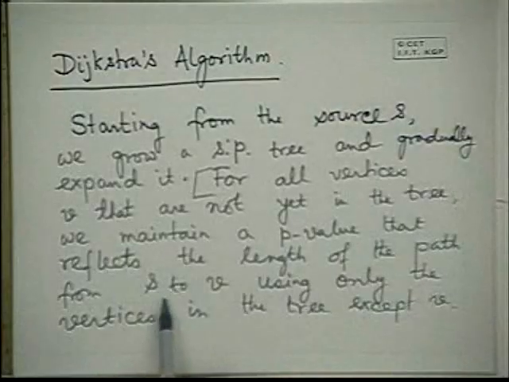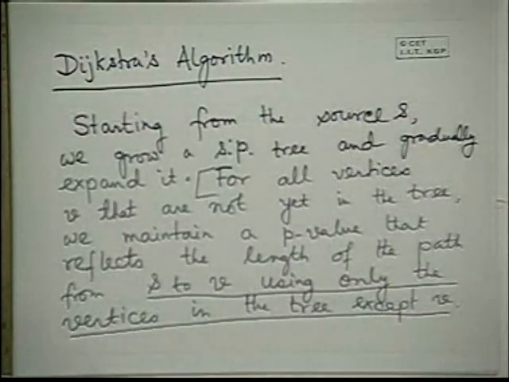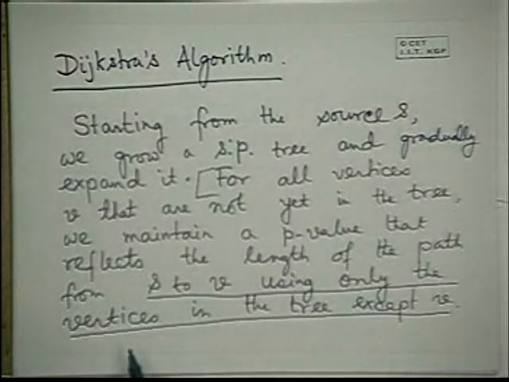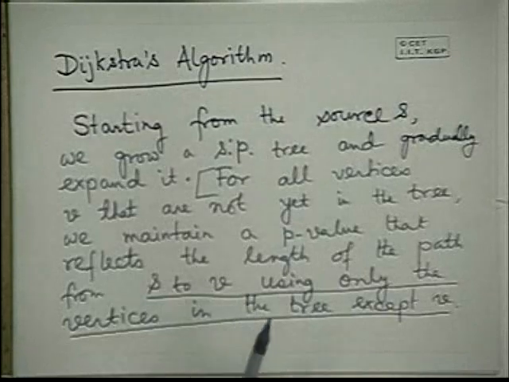So this is most important. This is the most important thing. That is the last statement: S to V using only the vertices in the tree except V. So your tree is growing. At any point of time, some part of the tree has been grown. For all the vertices which are not yet part of the tree, you maintain the weight. What is that weight? It is the shortest path to that vertex among all the paths that are using only the vertices which have been already included.